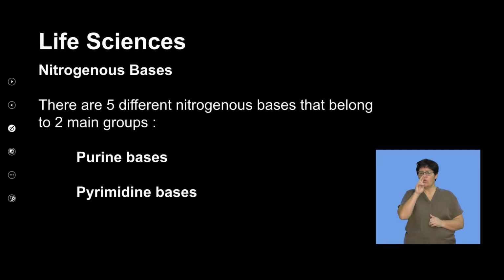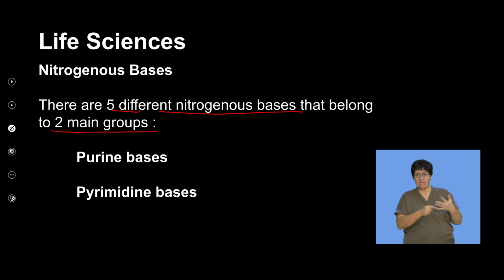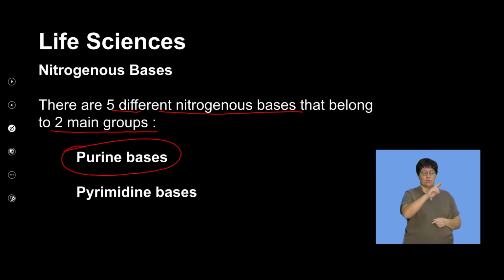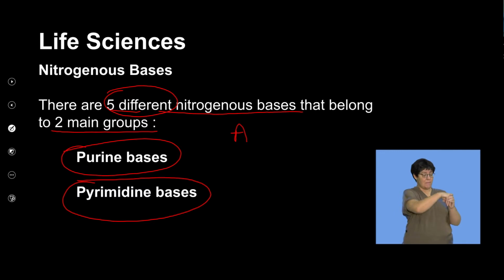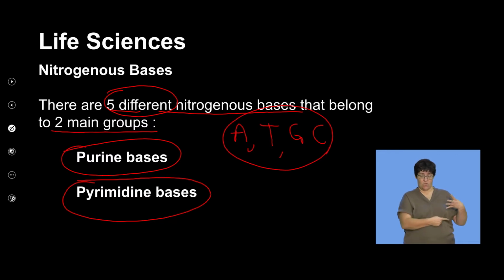However, there are 5 different nitrogenous bases that belong to 2 main groups. The 2 main families are the purine bases and the pyrimidine bases. I'm going to illustrate these 5 different nitrogenous bases in the next slide. We've got adenine, thymine, guanine, and cytosine, and in addition to that, uracil, which belong to these 2 major groups. Let's look at the next slide.